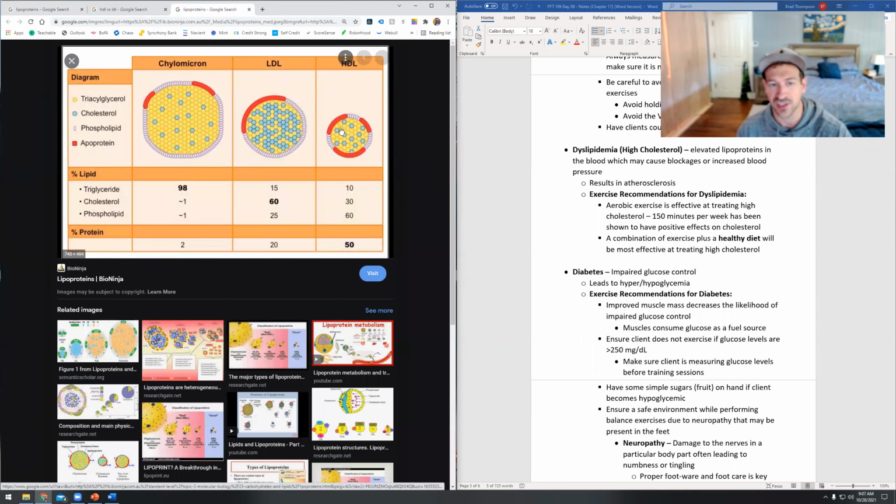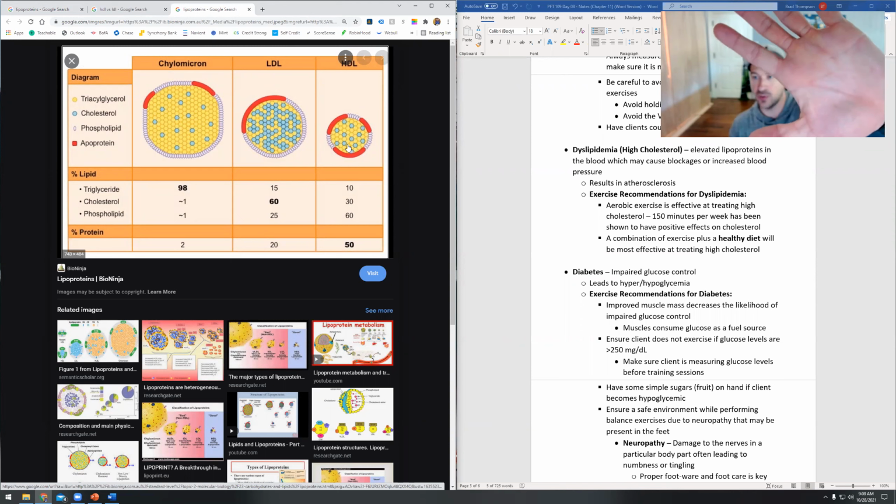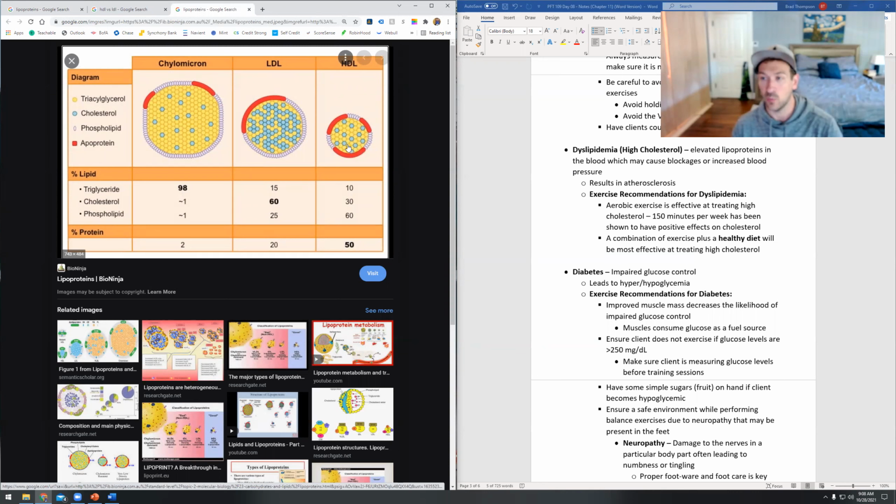So here's the HDL here, right? Look at how much of this is protein versus how much of it is fat. The blue ones represent actual cholesterols. So look at how much blue fat is in this one. Even though this is smaller, it's more dense. If you were to pull those two out and weigh them, they would probably weigh a different amount, because one is very dense and the other one's very light.